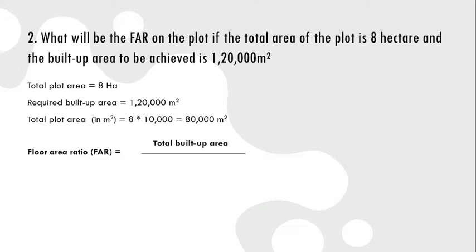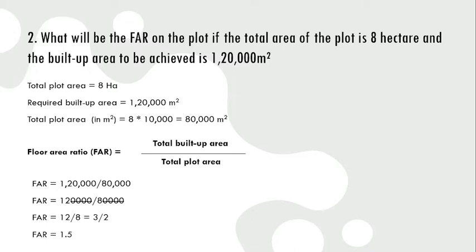For this one, the floor area ratio is basically calculated as the total built-up area that has to be developed upon the total plot area. So to calculate the FAR for this particular problem, first of all, we have to divide the 1,20,000 meter square of the total built-up area that we are trying to develop from this new housing project, divided by the 80,000 meter square, that is the total plot area. So cancelling out zeros, we will get 12 by 8, that is 3 by 2. So the FAR that is required to be achieved is 1.5.